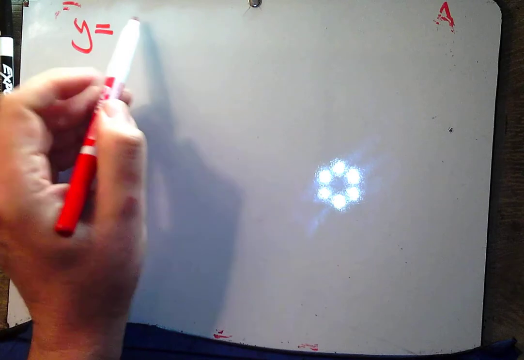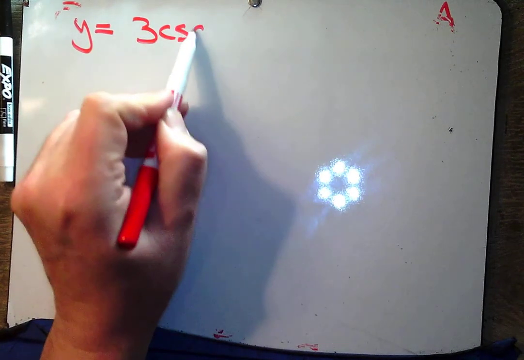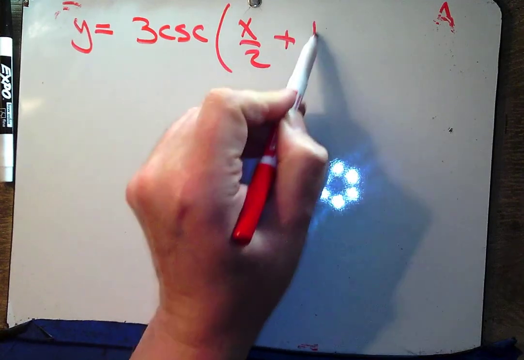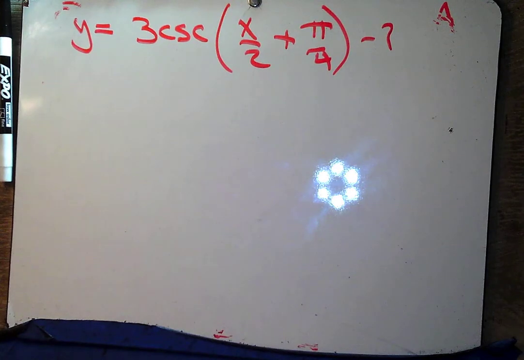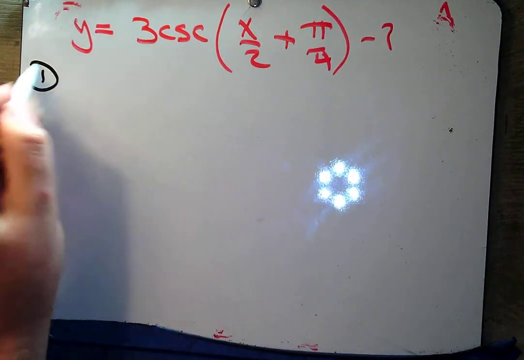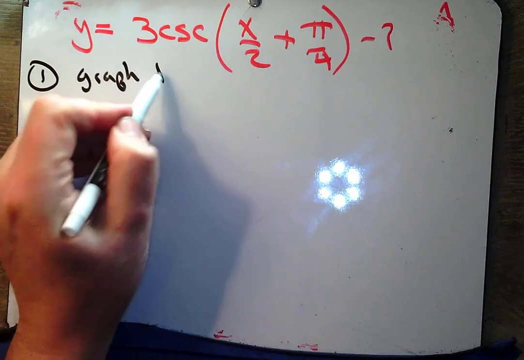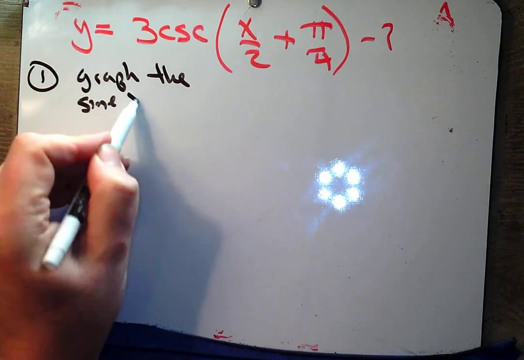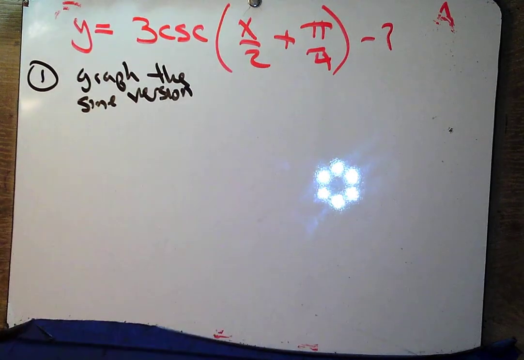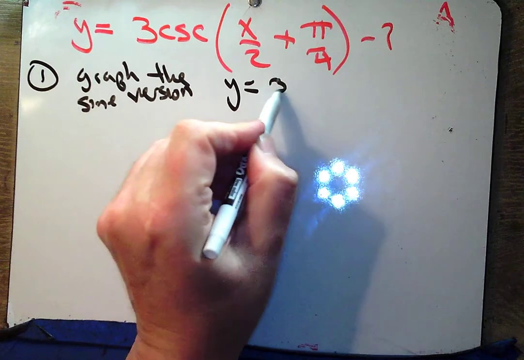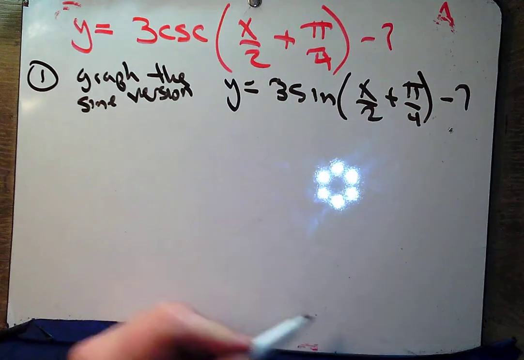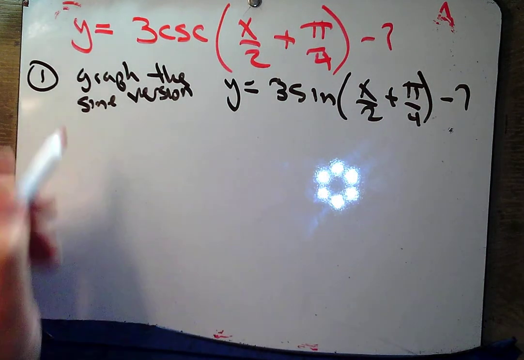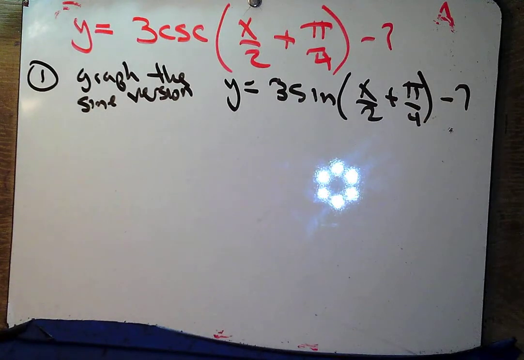Right. How about y equals 3 cosecant x over 2 plus pi over 4 minus 7. Okay, so, hey, it's a cosecant. Well, that just means that step 1, I'm going to graph the sine version. So we're going to graph y equals 3 sine x over 2 plus pi over 4 minus 7. All right. So we're going to set that argument equal to 0 and 2 pi.